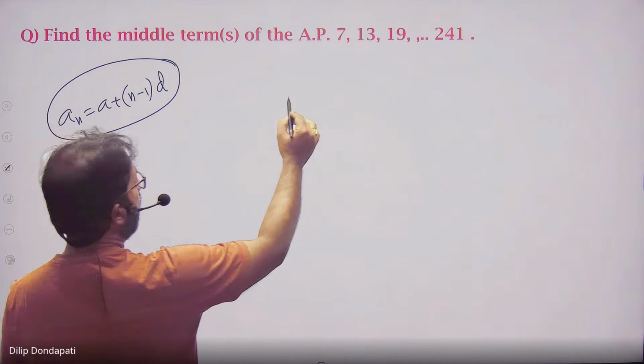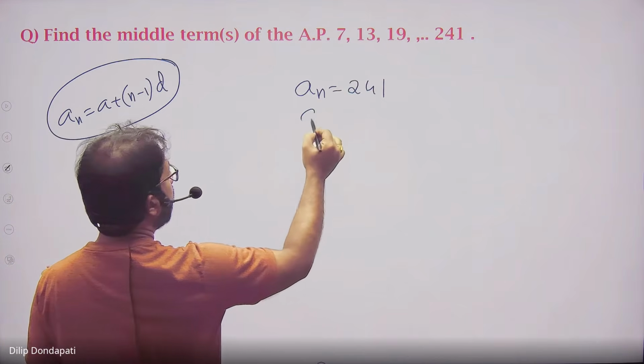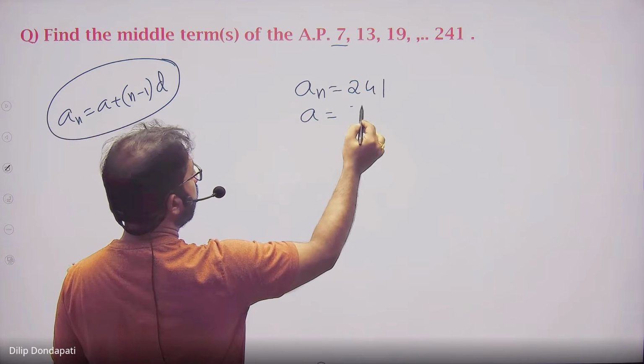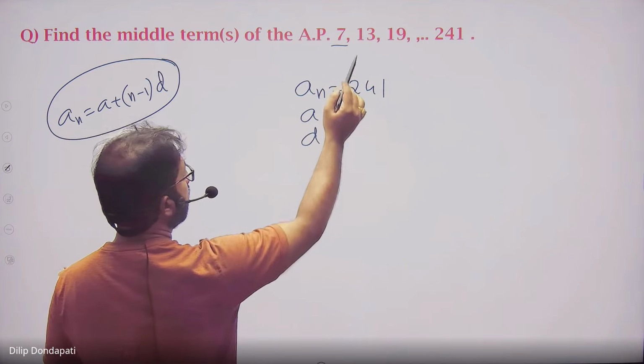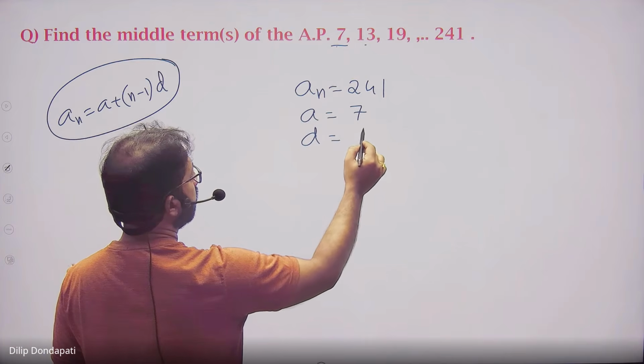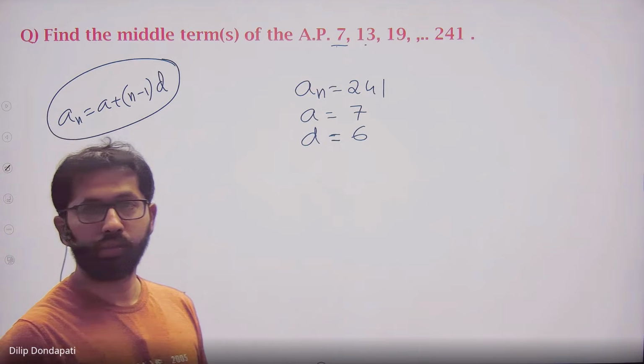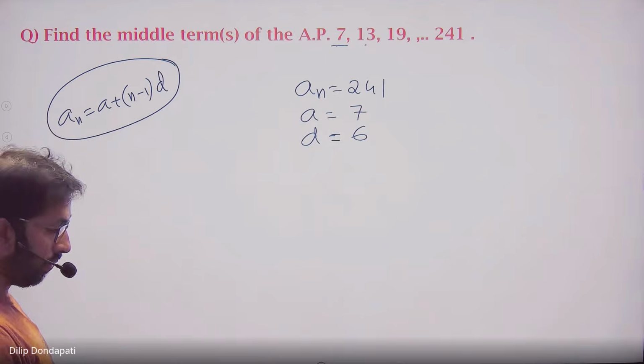So here an is 241. A value is the first term of the series, 7, and d is always subtract second term minus first term. So 13 minus 7 is 6. Now find n value by using this formula, an formula.